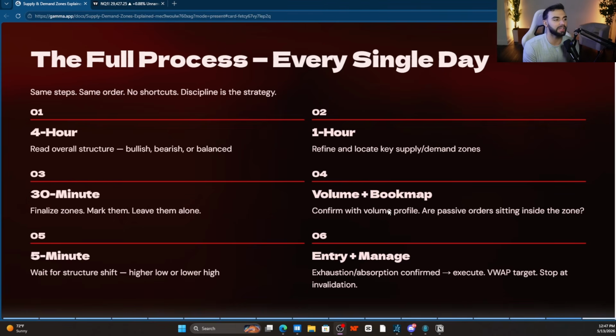And number 6 is entry and management. So execution and absorption is going to confirm. You're going to wait for that aggressive fill and follow through, and then you're going to execute. VWAP is going to be the target if it's not above or below you. If it is, target the last low or last swing high, and stop at invalidation every single time.